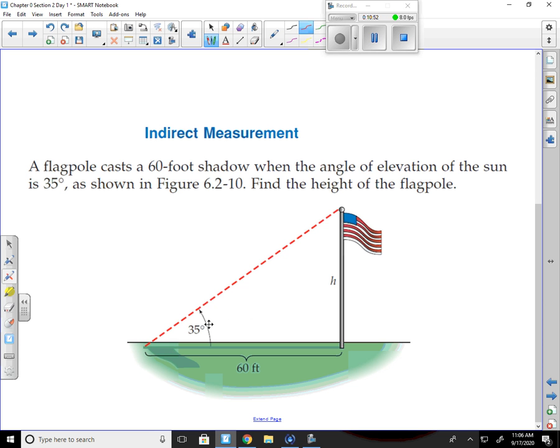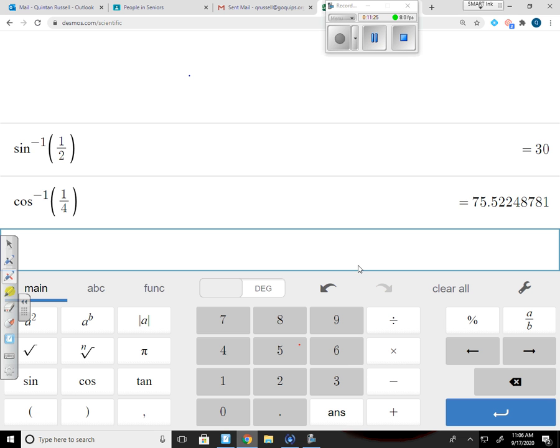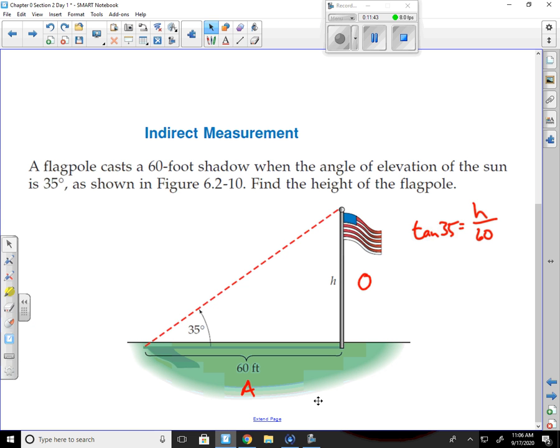So if I'm looking at this as 35 degrees, which side is opposite that? The flagpole. This side here is the adjacent side. Opposite and adjacent tells me I'm going to use the tangent. Tangent of 35 is h over 60. Multiply both sides by 60. It gives me 60 tan 35, which is 42.01 feet. That's how tall my flagpole is.